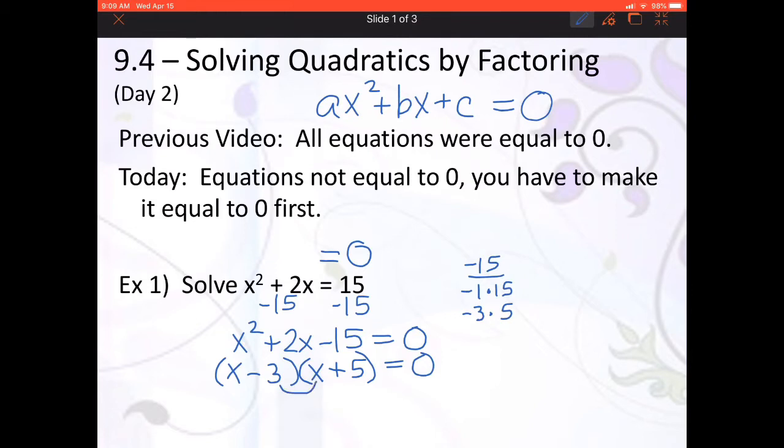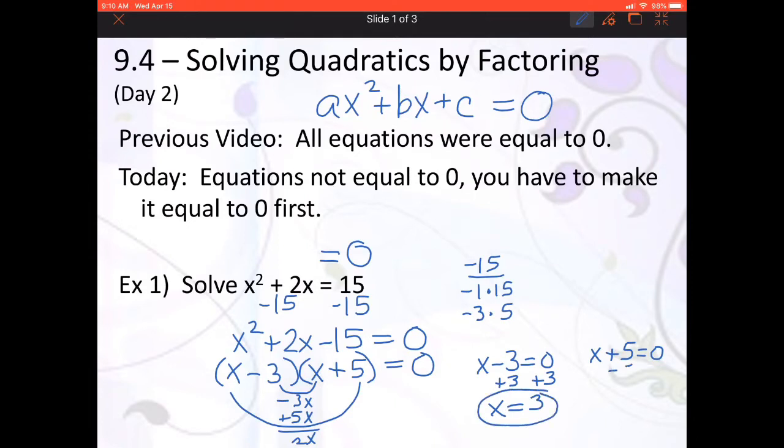All right, so the inners are negative 3x and the outers are positive 5x, and when you add those together you do get positive 2x, so it worked. Okay, so now once it's factored, you set each factor equal to 0. So I ran out of space, so I'm going to put it to the right, so x minus 3 equals 0 and x plus 5 equals 0. We solve each one and those will be our solutions. So we add 3 to get x equals positive 3. There's our first solution. And we subtract 5 and get x equals negative 5. That is our second solution.